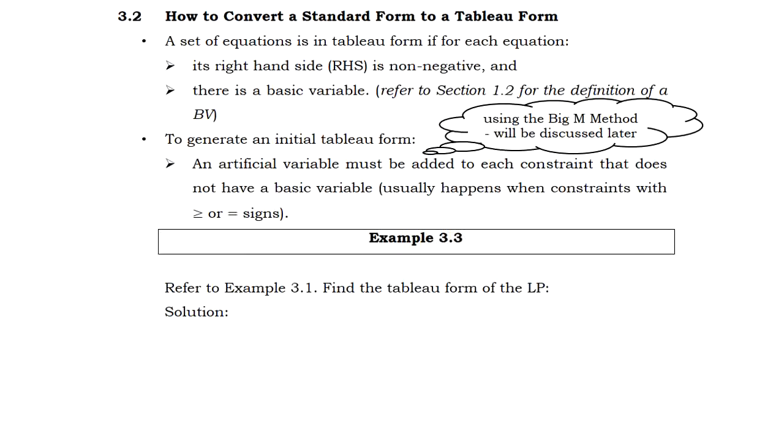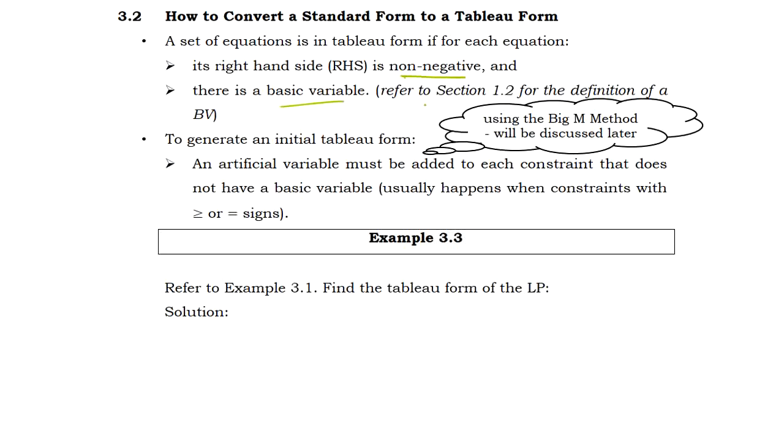Okay, so after we convert an LP form to a standard form, then we need to convert to a Tableau form before we can execute Simplex algorithm. So how to convert a standard form to a Tableau form? A set of equation is in Tableau form if for each equation or constraint, its right hand side is non-negative, and second one is there is a BV or basic variable for each constraint.